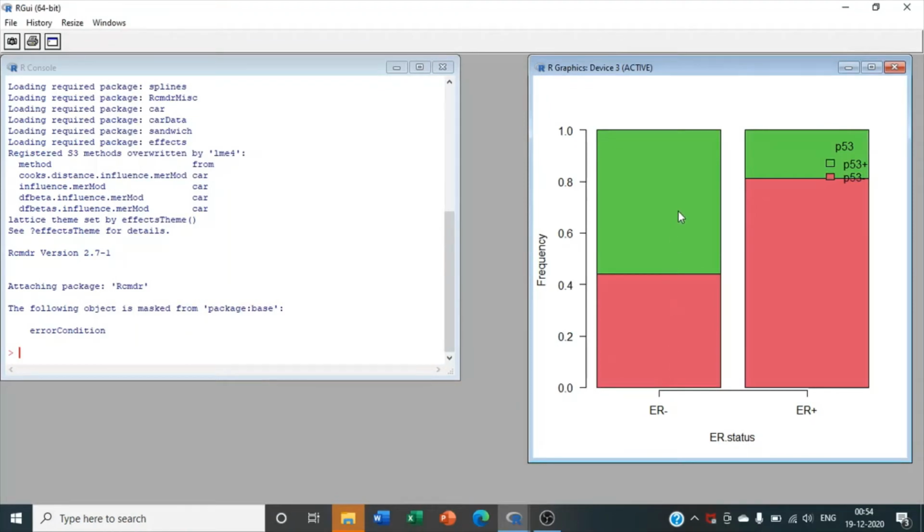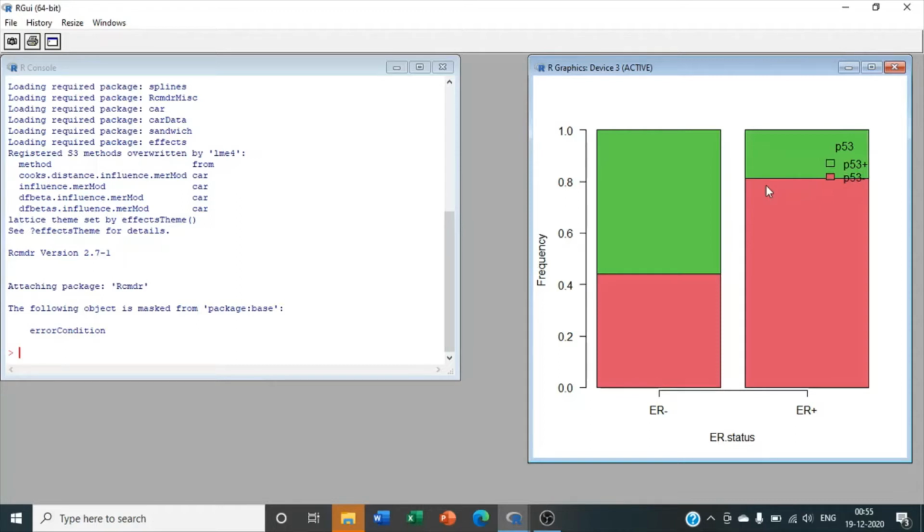In ER negative tumors, slightly more than half of the tumors are p53 mutant, while less than one-fifth of the ER positive tumors are p53 mutant. So, what do we mean by relationship between two categorical variables? One of the easiest ways to understand the relationship between two categorical variables is to see if the joint proportions are different for the categorical variables.